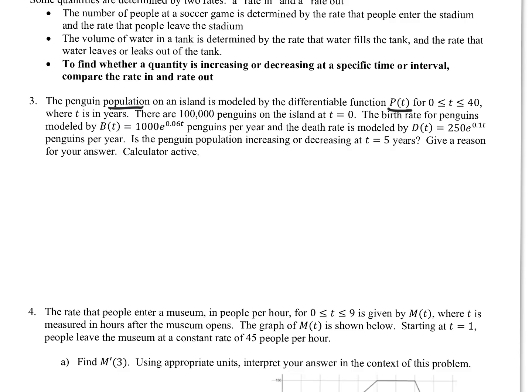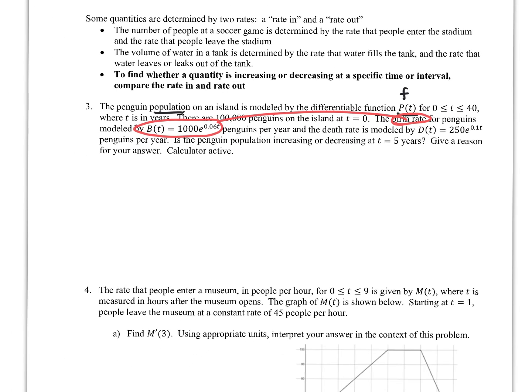Is that F prime or F double prime? Population, that's just a number, right? That's just the position quantity. Okay, good. There are 100,000 penguins. That's a lot of penguins. That's P of 0. The birth rate for penguins is B of T. Is that F prime or F double prime? Yeah, since it says a birth rate. Okay. And then it says the death rate is D of T. F prime or F double prime? Still F prime again.